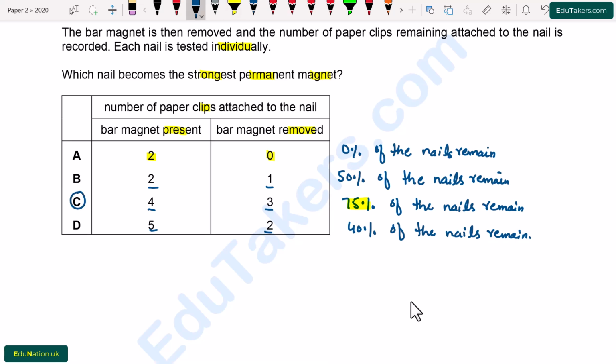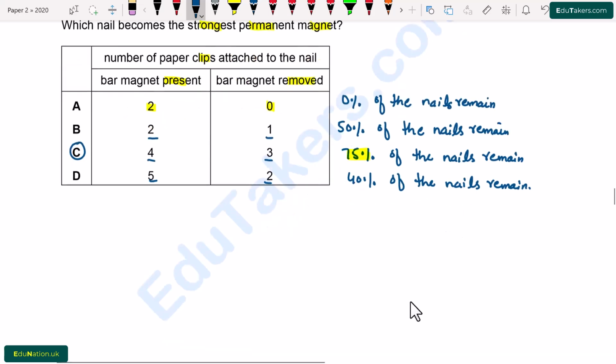When there is the maximum number of paper clips attached with the nail after the magnet is removed, then it is the strongest permanent magnet. The nail is used basically here for the strongest permanent magnet. So from here option C is correct.